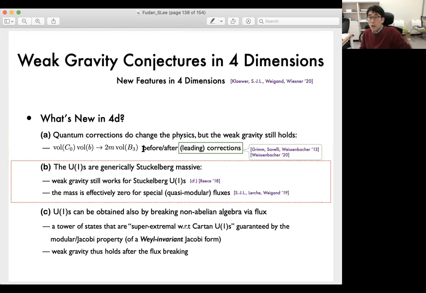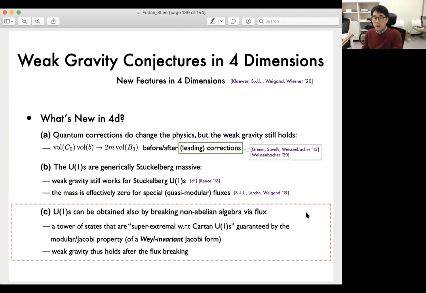Secondly, in 4D, the U1s are generically Stueckelberg massive. So what we've shown generically is in fact that the weak gravity works for Stueckelberg U1s. However, I have to point out that for the special quasi-modular fluxes, the mass turns out to vanish effectively in the weak gauge coupling. So our logic does cover long range forces as well. And finally, in 4D F theory, a U1 may arise not only from non-trivial sections, but also from breaking a non-abelian algebra by fluxes. However, even for the U1s of this very different origin, the weak gravity can still be explained in much the same way, except that we now have to speak of quasi-Jacobi forms.